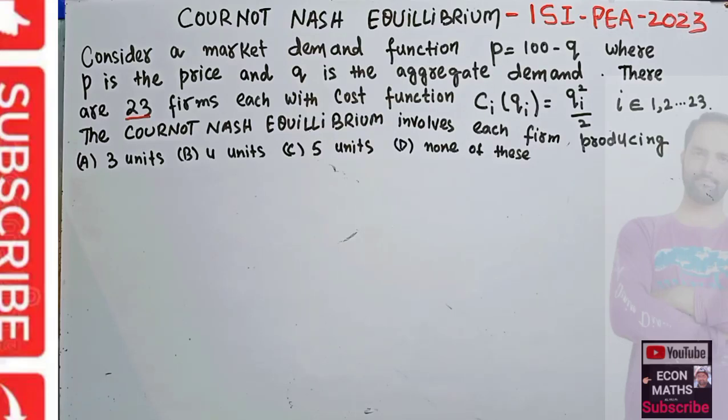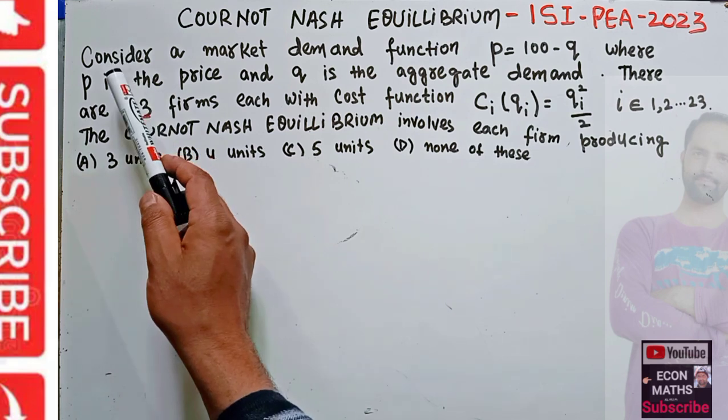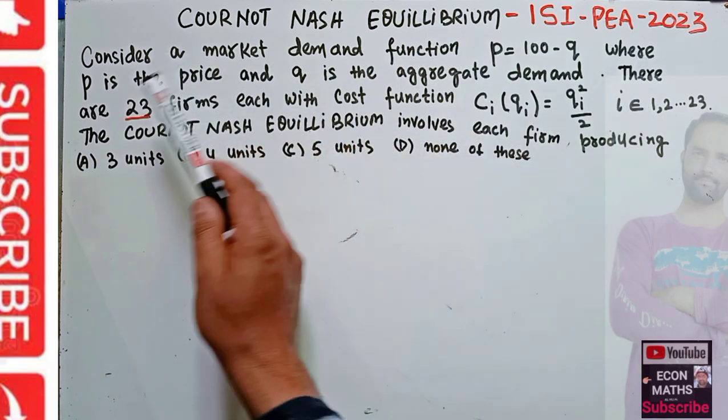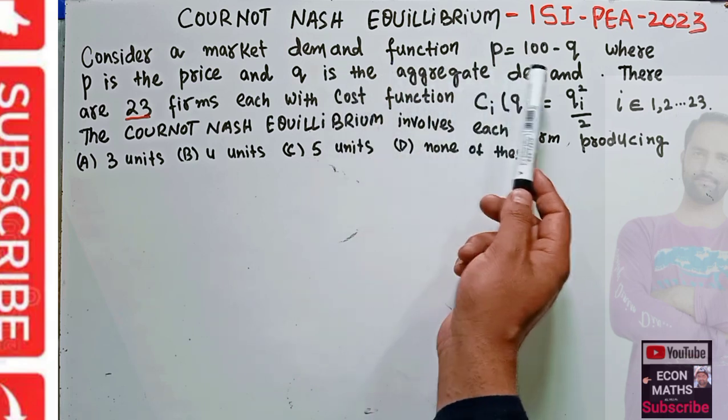In this video, we will solve a question on Cournot Nash equilibrium. This question was asked in the ISI paper of 2023, that is, the Indian Statistical Institute paper. The question is: consider a market demand function P equals 100 minus Q, where P is the price and Q is the aggregate demand.